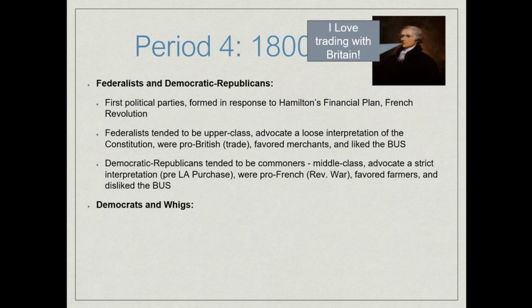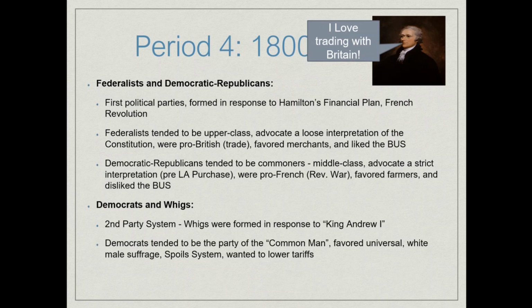The other big political parties we have is towards the end of the unit. This is where we get the Democrats and the Whigs. This is the second party system. The Whigs were formed in response to King Andrew I, Andrew Jackson. The Whigs were just everybody that disliked Andrew Jackson for the most part. The Democrats tended to be the party of the common man. They favored universal suffrage, white male suffrage, the spoils system. They wanted lower tariffs. They wanted to expand slavery.